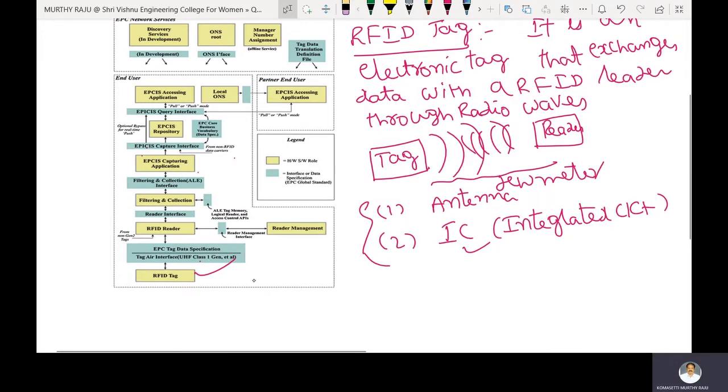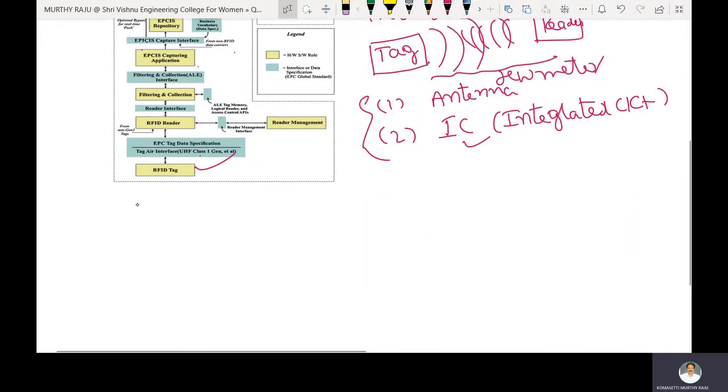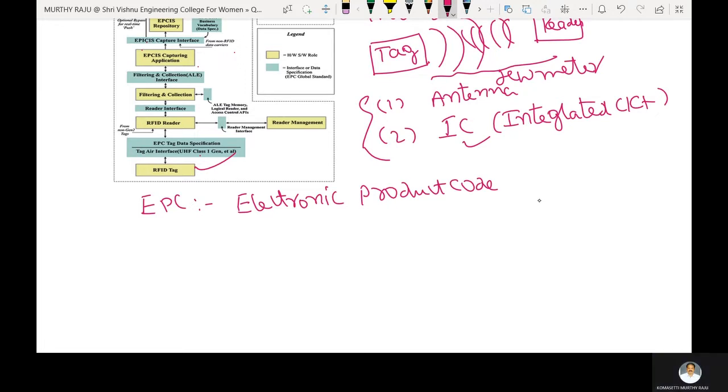Coming to the next important point, here is EPC. EPC means electronic product code. It is a universal identifier that gives a unique identity to a specific physical object in the world. EPC, electronic product code, is a universal identifier that gives a unique identity to a specific object universally.